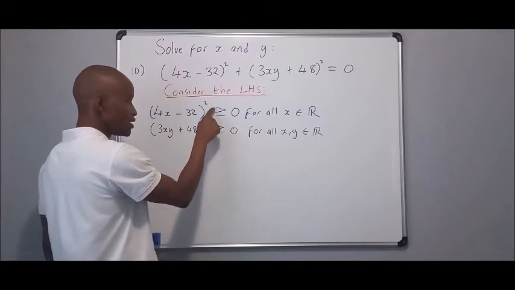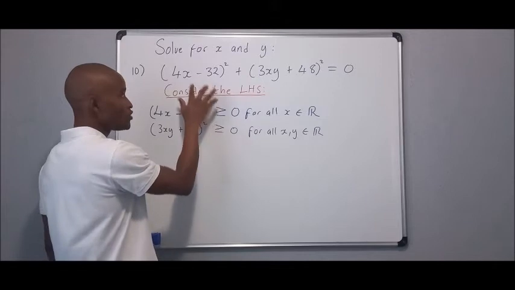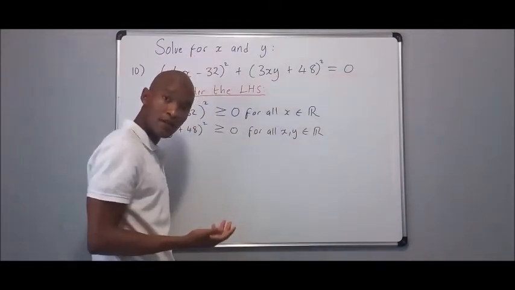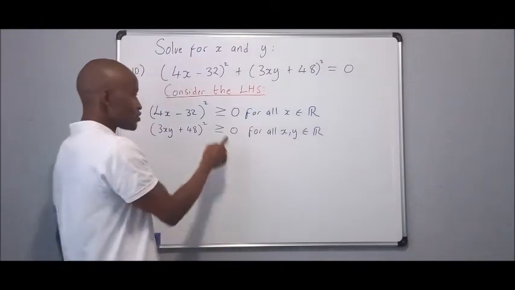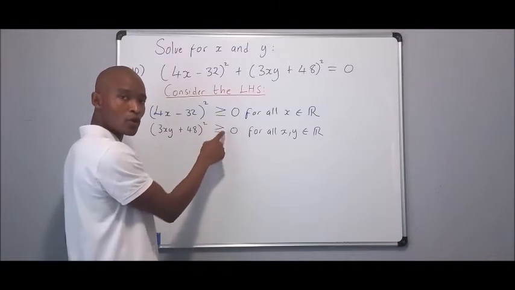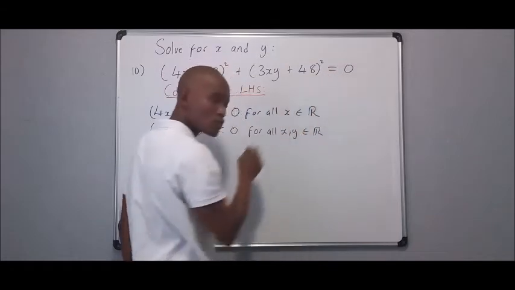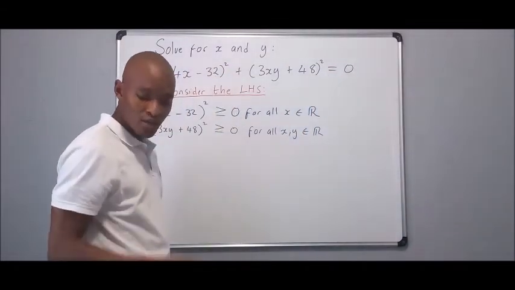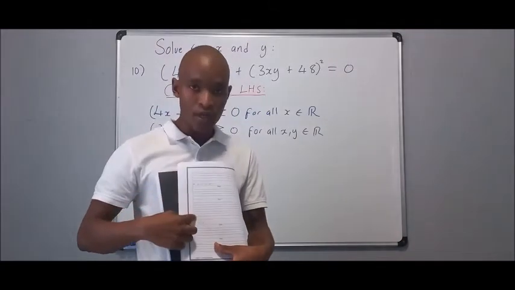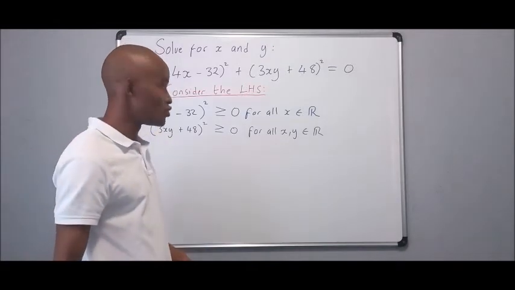If both of them are positive, can you add a positive number to another positive number and get 0? Definitely no. Okay, so it means we're going to work with the other condition where both of them are equal to 0, because 0 plus 0 will definitely be equal to 0. Are you with me? So now we are talking about the how. How are we going to do it? This is the introduction or the beginning of the solution.